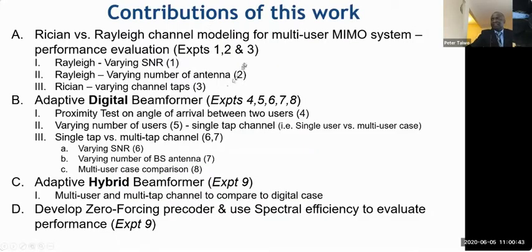And this states the contributions of this work. We've been able to evaluate the performance of our system based on the channel model, Rayleigh versus Rician. We also evaluated the angle separation that needs to be between two users before our system starts to fail to recover signals. We also extended the adaptive beamformer to the hybrid and compared the two cases. And we also developed a zero forcing precoder and used the spectral efficiency to evaluate performance.